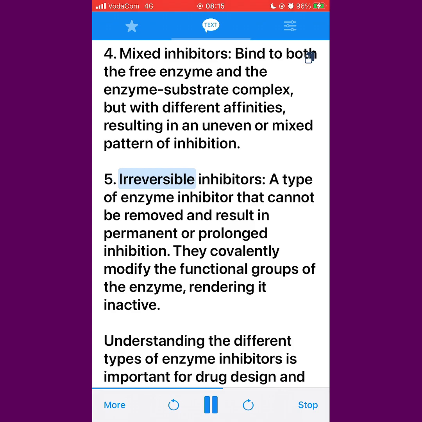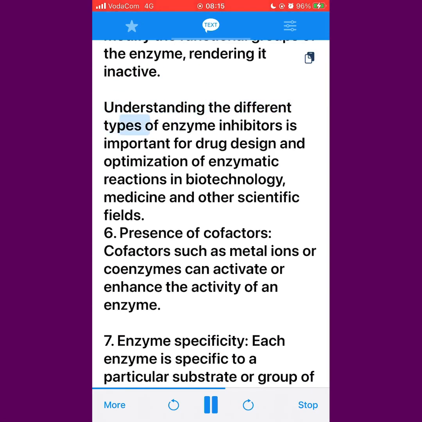5. Irreversible inhibitors, a type of enzyme inhibitor that cannot be removed and result in permanent or prolonged inhibition. They covalently modify the functional groups of the enzyme, rendering it inactive. Understanding the different types of enzyme inhibitors is important for drug design and optimization of enzymatic reactions in biotechnology, medicine and other scientific fields. 6.